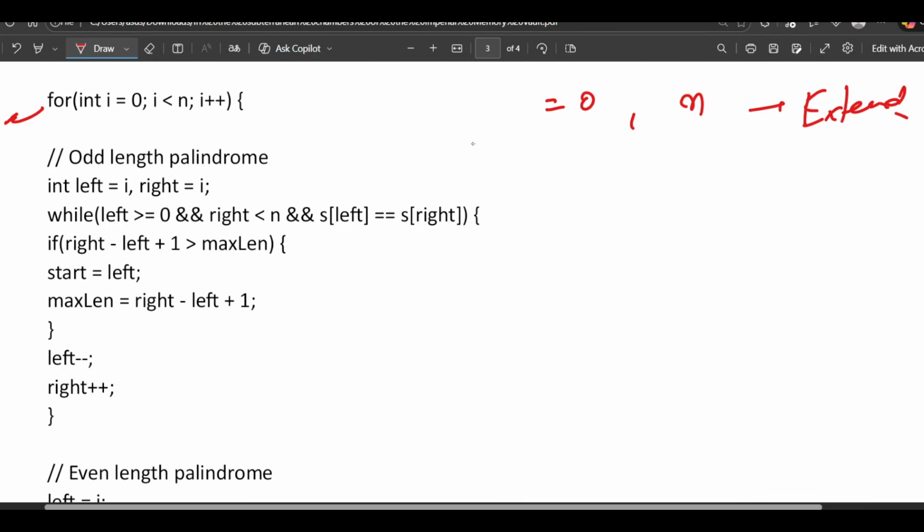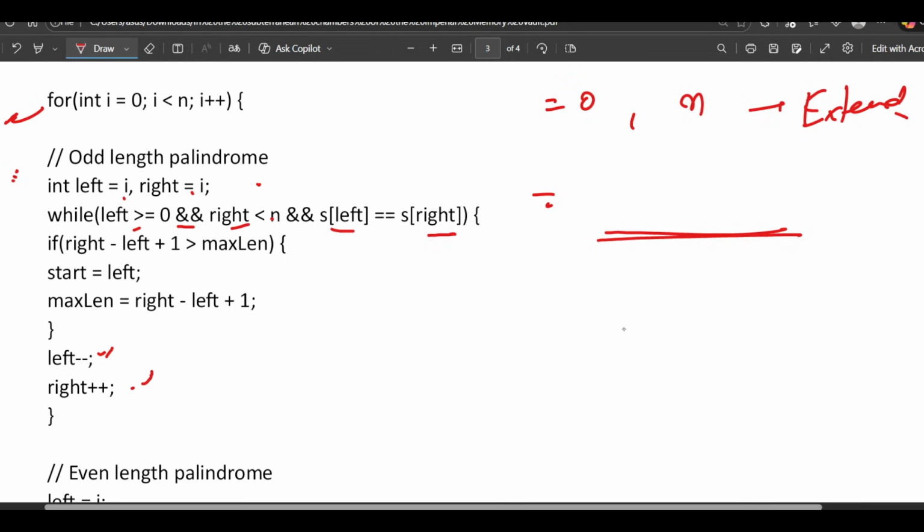Then we have two internal loops, one for odd length and one for even length. For odd length, you can see here we are starting with left equals i and right equals i, whatever the value of i is. If left is greater than or equal to 0 and right is less than n, then we are within the string, so there is no constraint violation. And if s of left and s of right are equal, then we will be doing left minus minus and right plus plus. This is what we have discussed, right?